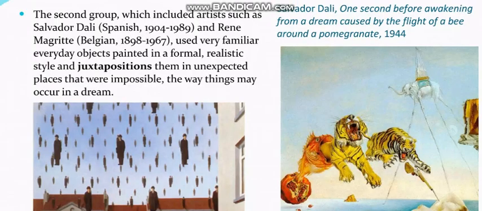A second group included artists such as Salvador Dali and Rene Magritte. They used very familiar everyday objects painted in a formal, realistic style and juxtaposed them in unexpected and impossible places, the way things may occur in a dream. Like Salvador Dali's painting, Dream Caused by the Flight of a Bee Around a Pomegranate One Second Before Awakening, from 1944.